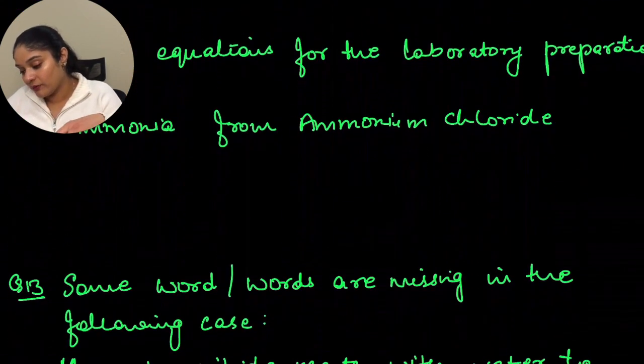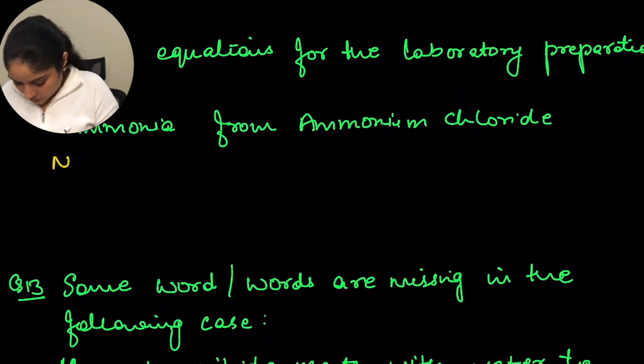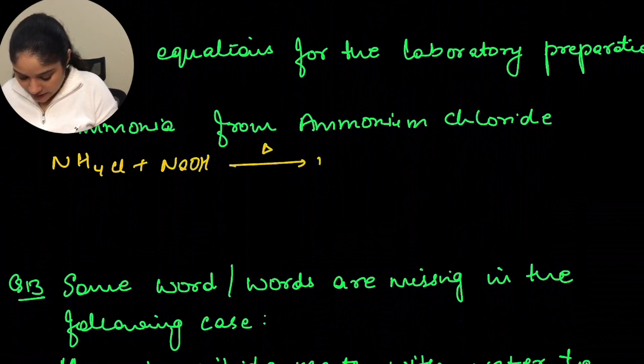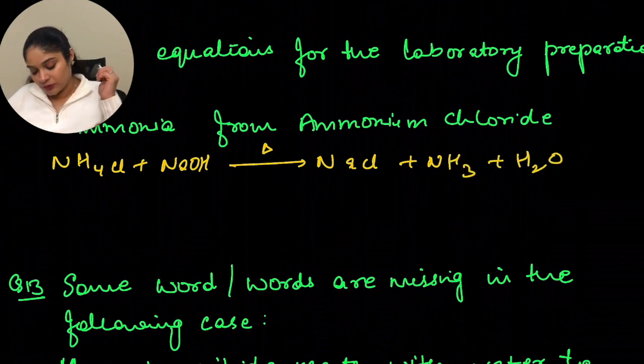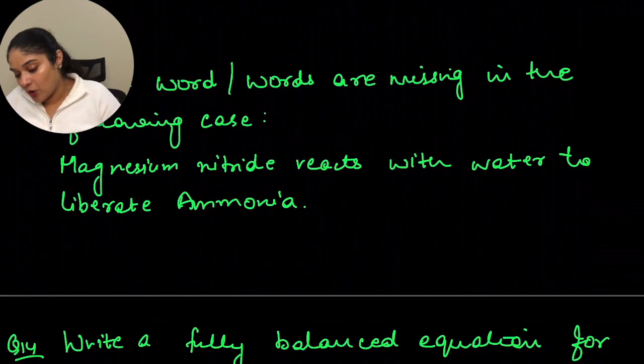Question number 12. Write equations for the lab preparation of ammonia from ammonium chloride. So of course when you're doing this, let me just write the equation for you. So ammonium chloride, NH4Cl plus NaOH, you heat that, you end up getting NaCl plus ammonia plus water. So that's it. Let's move to the next one. Some word or words are missing in the following statement.